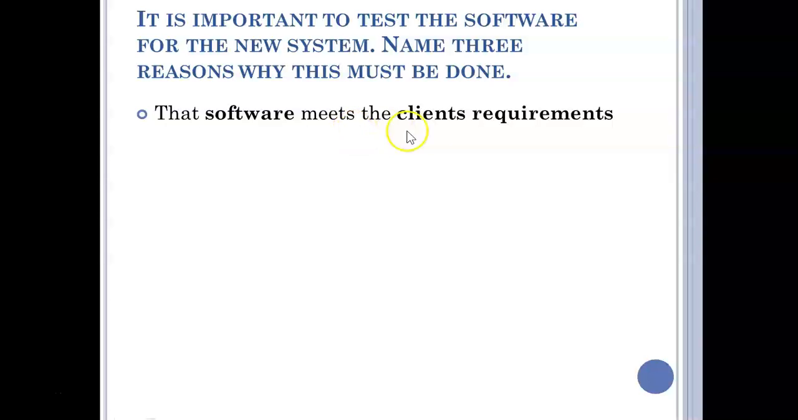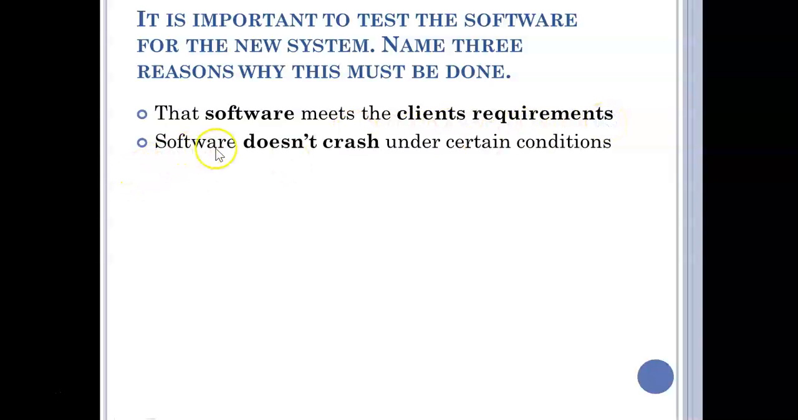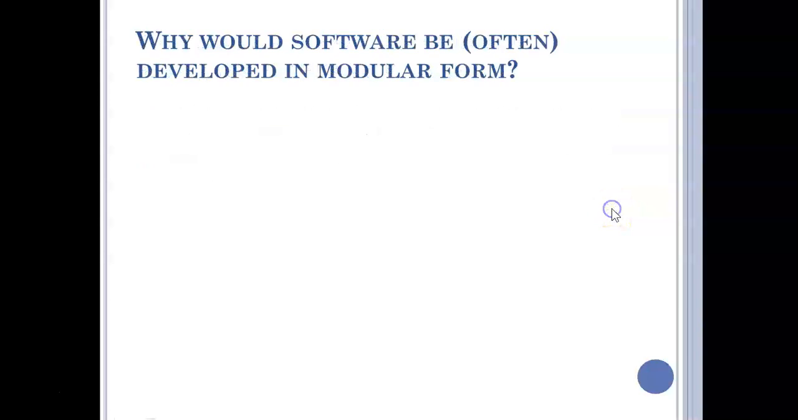The software must meet the client's requirements. It's the first reason. We must make sure the software doesn't crash under certain conditions. And we're going to make sure the bugs are taken out of the software. So these are 3 reasons that the software needs to be tested before you actually implement it into your business.